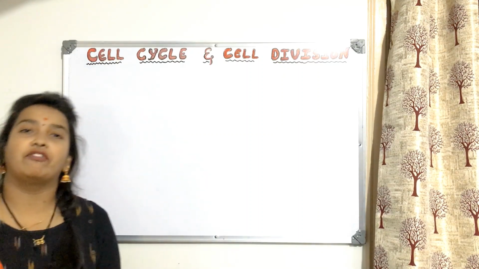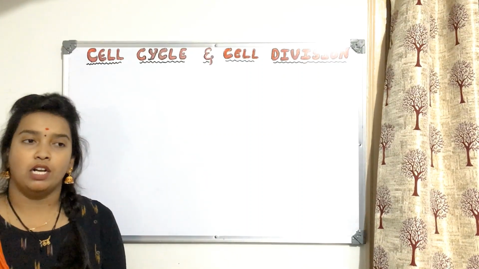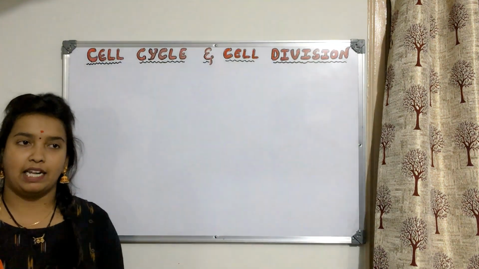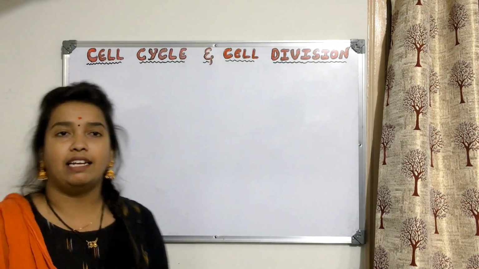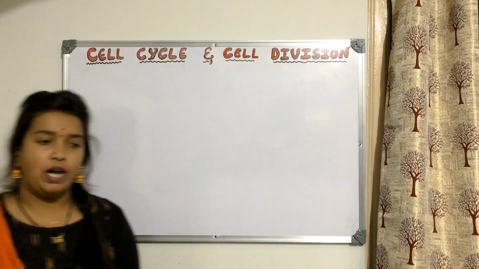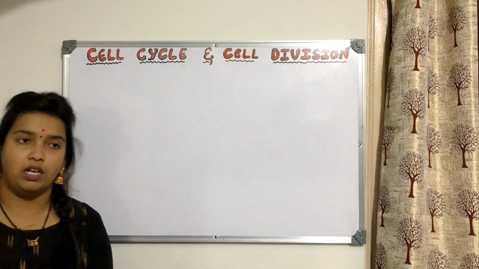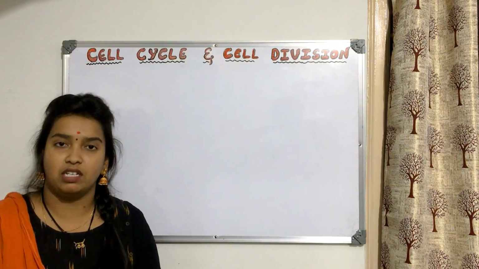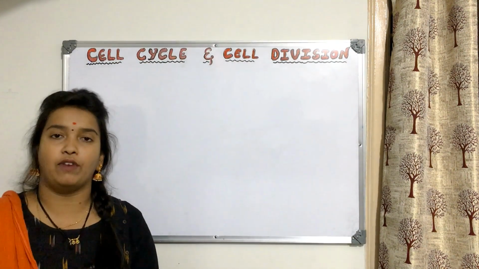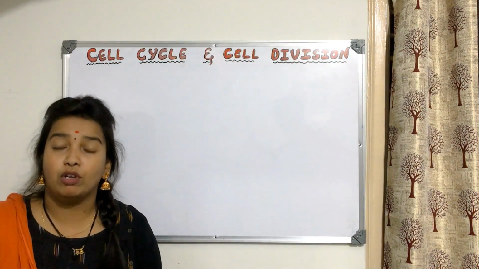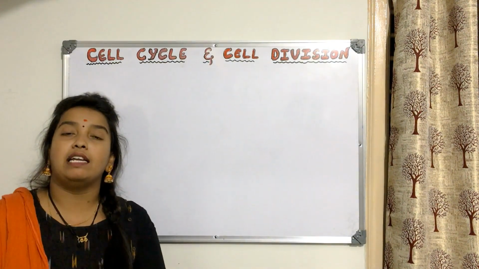Hello everyone, we have completed the chapter successfully, cell the unit of life. So we will be starting with a new chapter, that is cell cycle and cell division. I am not doing biomolecules, as you know that biomolecules is the next chapter actually after cell the unit of life, but I am not doing biomolecules. Instead I am going to cell cycle and cell division.